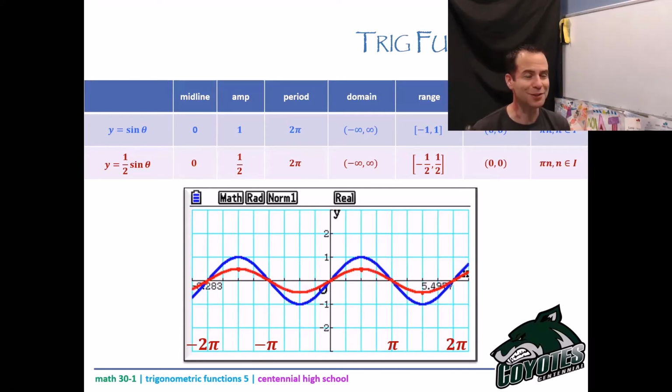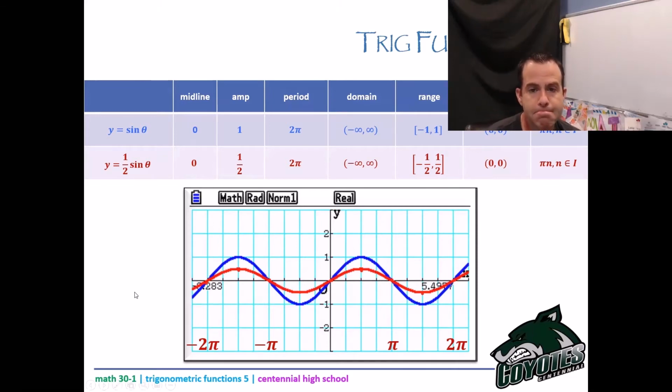Think back to transformations. The period would involve a horizontal item, right? It's a horizontal distance. Doing a vertical item shouldn't affect a horizontal item. The domain will remain the same. It's still going to be a member of the reals. The range now changes from -1/2 to 1/2. Y-intercept stays the same. Midline intercepts stay the same.